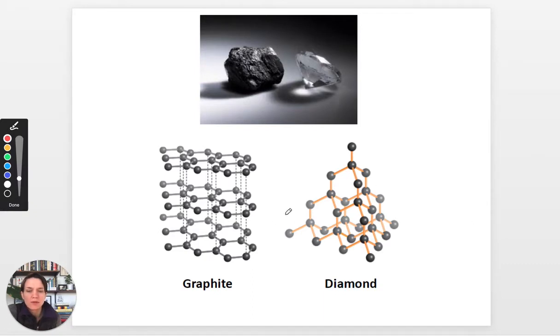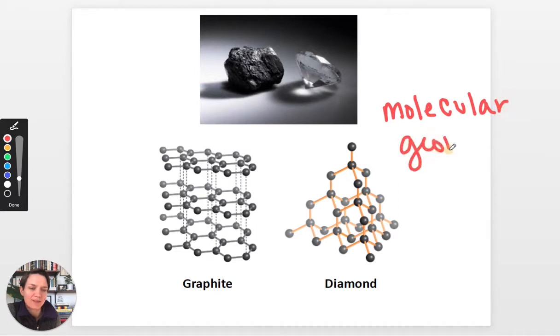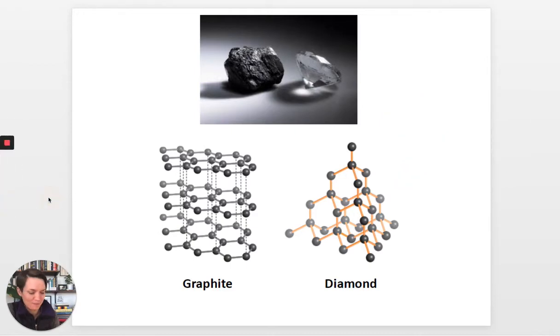So both carbon, totally different physical properties. Why? Because of the way that they are bonded to each other, their physical relationship to each other. Or you could think of that, more importantly, or better off, as their molecular geometry. Heck yeah. Which is basically this whole lecture.